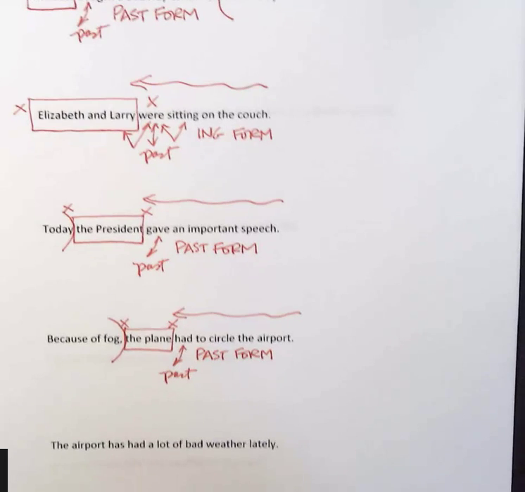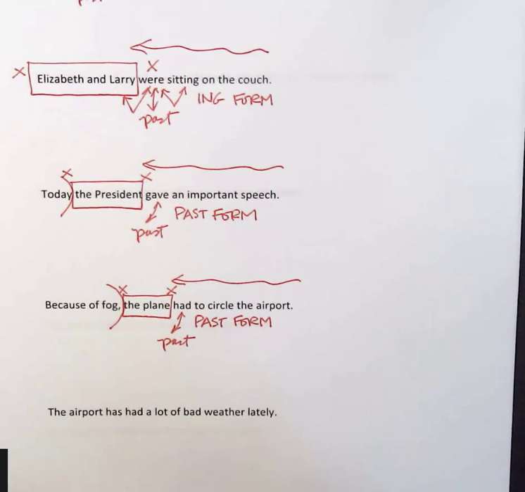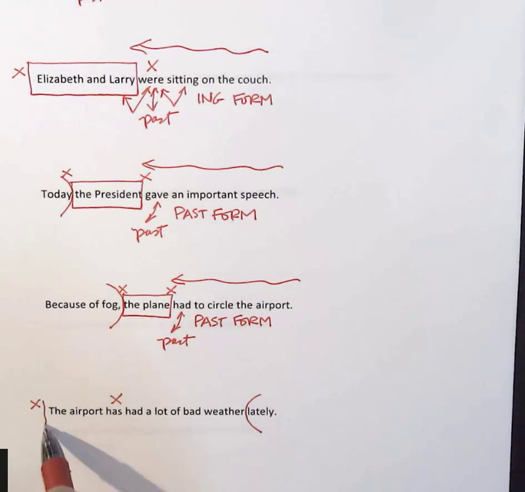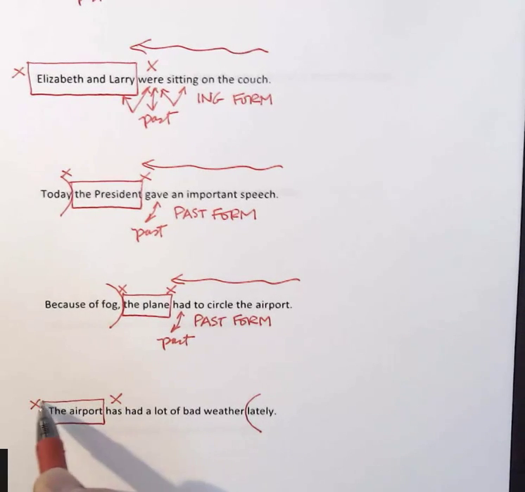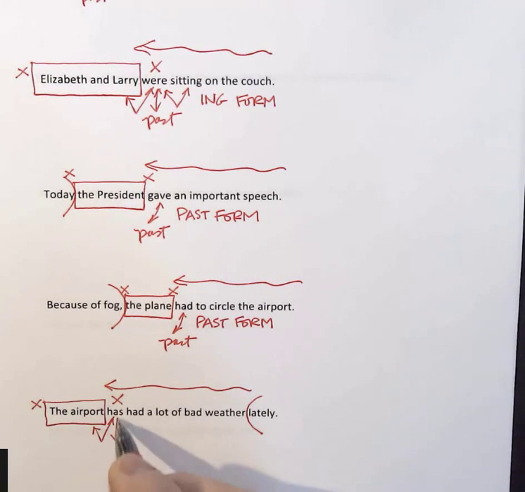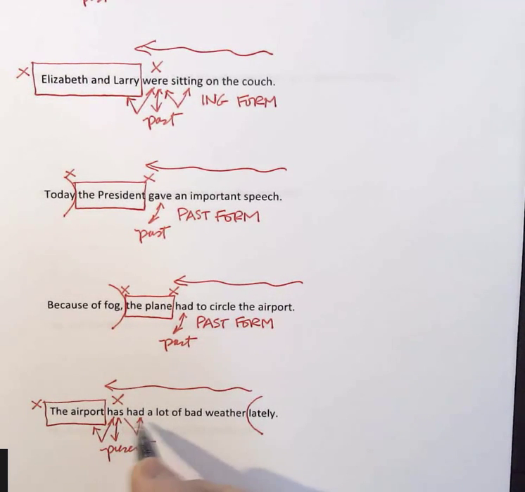Stop the video. Come back when you're done. Lately, the airport has had a lot of bad weather. Has the airport had a lot of bad weather lately? Subject, predicate, has ties with the airport, has ties with the present, and has ties with the DTN form.